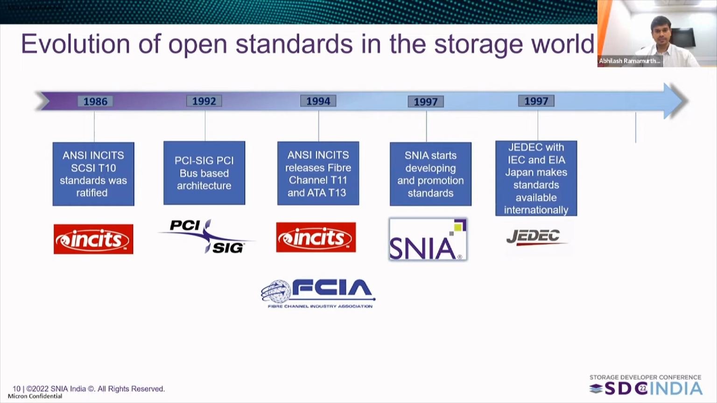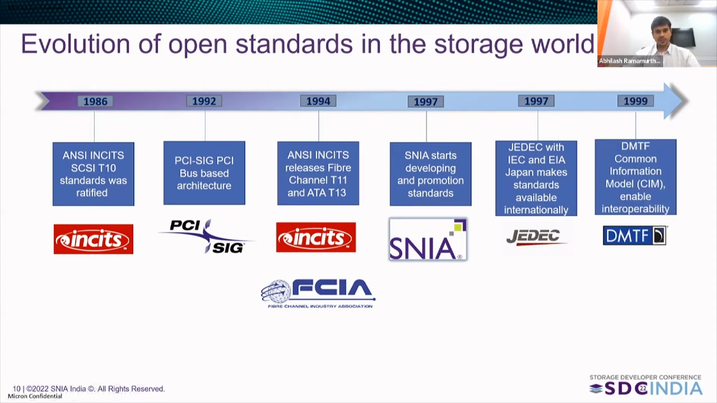Across 1997, SNIA started developing and promoting other standards. Meanwhile, JEDEC, along with IEC and EIA, started making standards available internationally for free. This led to higher industry adoption. DMTF came up with the Common Information Model to enable interoperability and have a common interface for collecting the data across the servers.